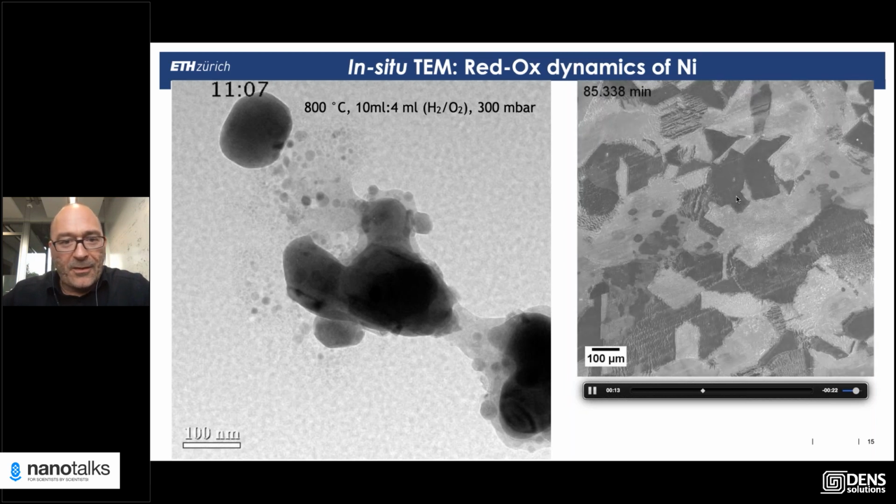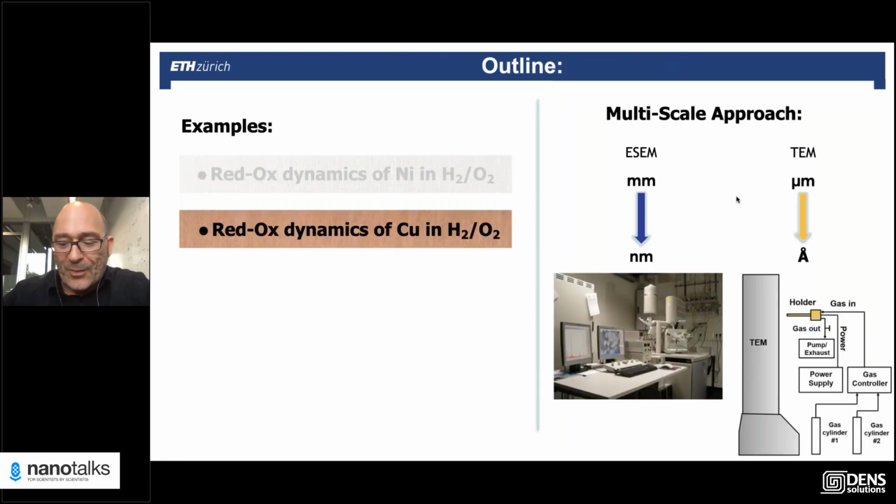We're looking at this system since many years. Let's switch to something else then. I have another simple system, copper. Copper has been studied a lot and is still studied a lot. It's an important catalyst for many reactions in industrial chemistry.